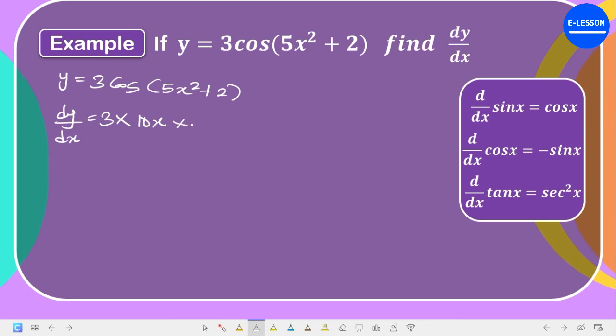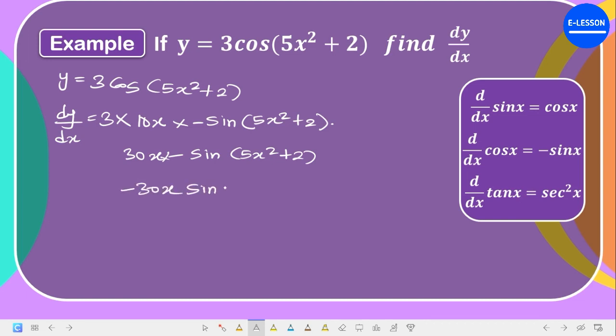So this gives us times minus sine, then write everything again, which is 5x squared plus 2. So this gives us 3 times 10x, minus this positive 30x, minus sine, this times minus sine 5x squared plus 2. And finally 30x times minus sine, this will give us minus 30x sine 5x squared plus 2. So that is how to solve this question.